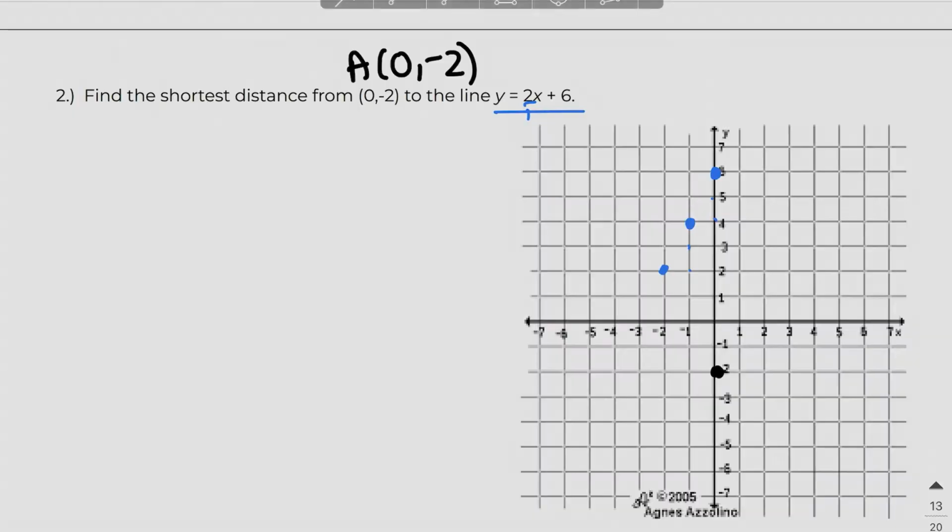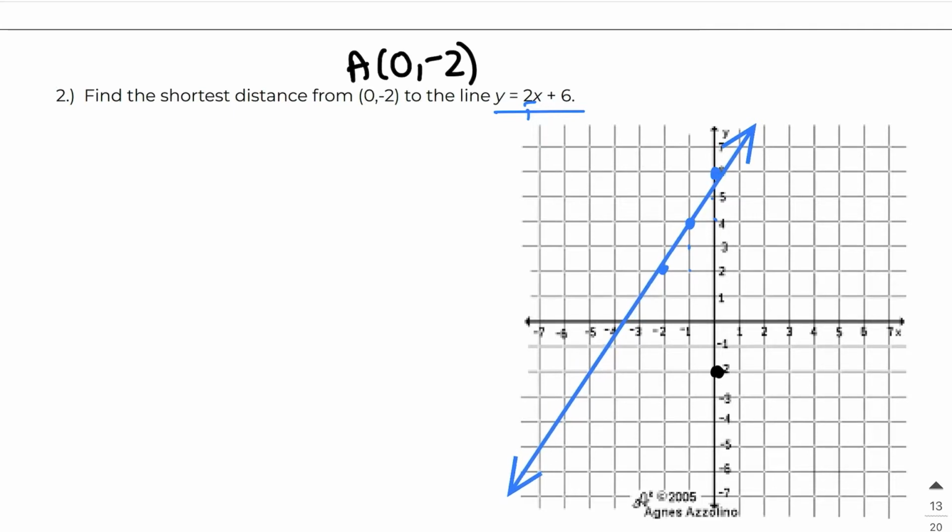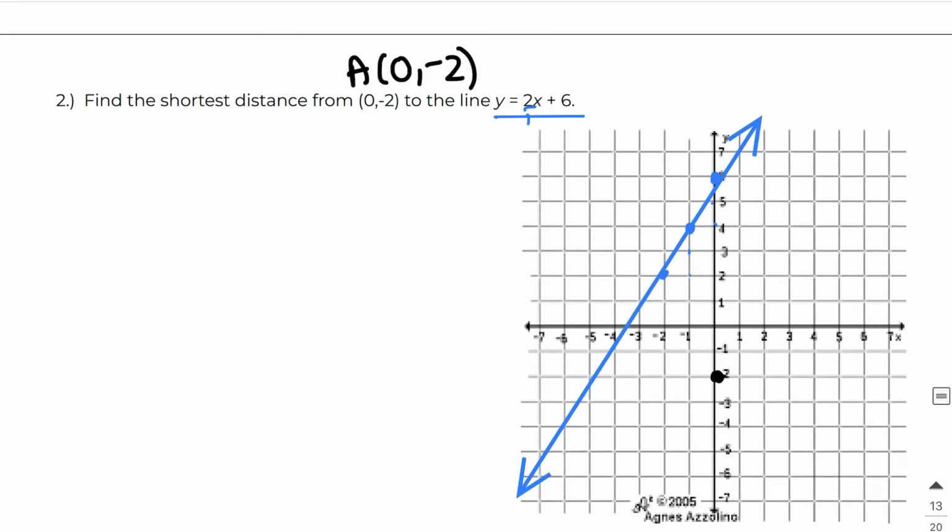So for this right here, I'm actually going to make sure that I draw this with a ruler or a straight edge to be 100% sure that I have the most accurate line that I could possibly have. So this is the line that I'm going to draw right here. And the shortest distance from this point A to this line is going to be this perpendicular right here.